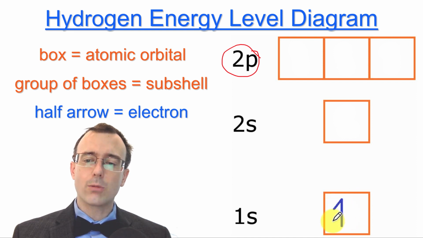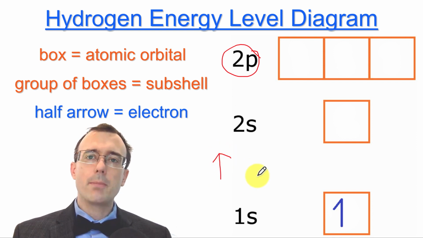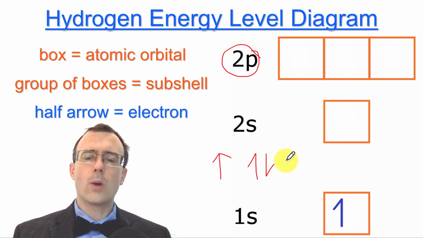Each half arrow represents an electron. Now, you could possibly draw a full arrow if you wanted to, but chemists typically draw half arrows simply because they can draw them faster and easier. So a half arrow like that or like that, each half arrow is going to represent an electron. And we're going to talk about why they're up or down in a minute.